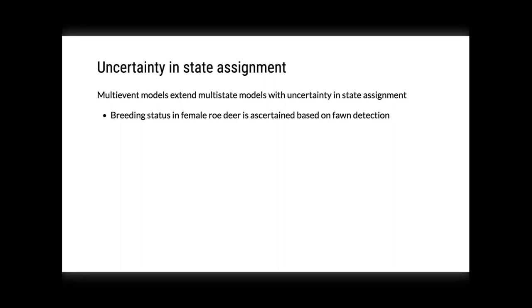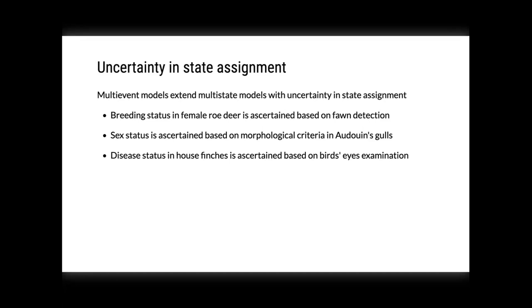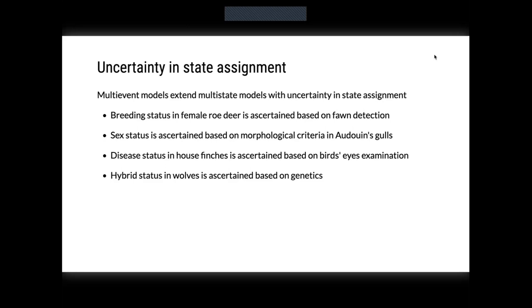These examples are from published papers. The state status is classified or ascertained based on morphological criteria. Disease status in house finches is classified based on birds' eye examination. We'll have a go at this example later on in this lecture. Hybrid status in wolves is classified based on genetics, and in the genetic analysis there might be some uncertainty that makes it difficult to classify an individual as a hybrid.